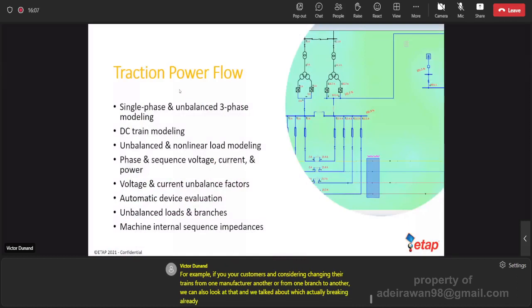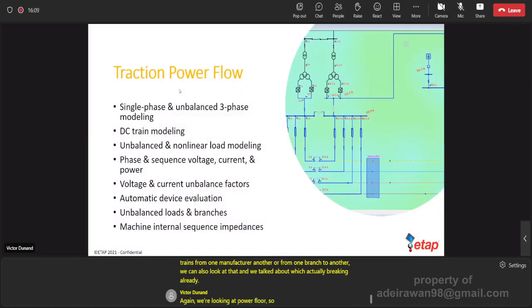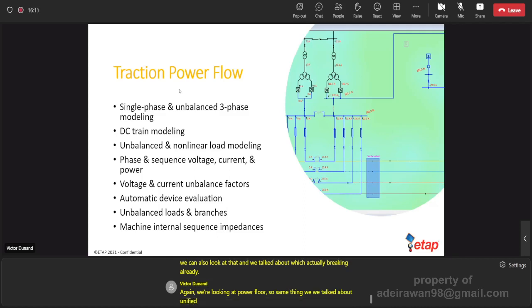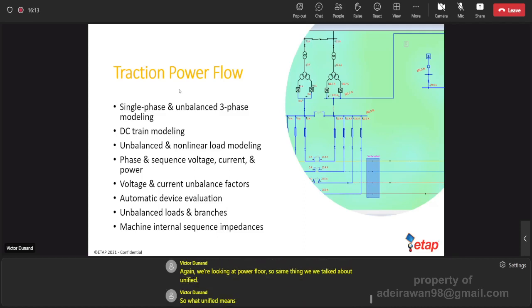Again, we're looking at power flow. Same thing, we talked about unified. What unified means is single phase. We can also look at unbalanced three-phase modeling. But again, what we're going back to is this AC/DC.